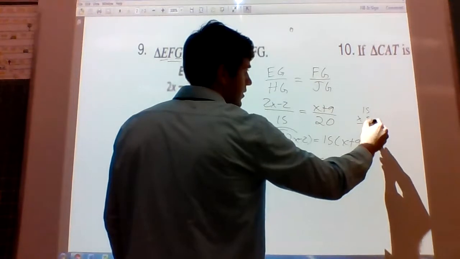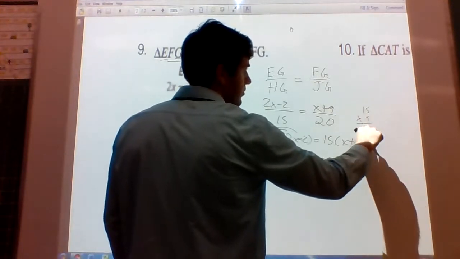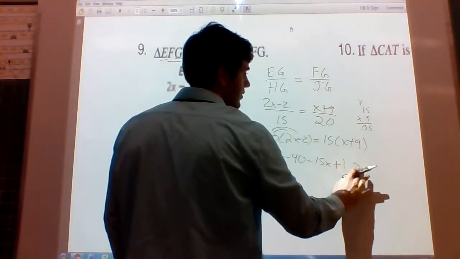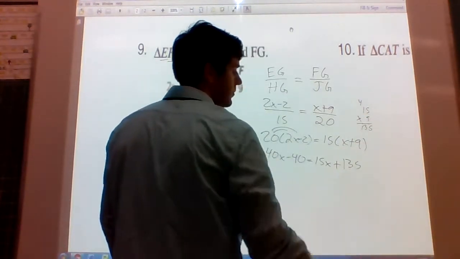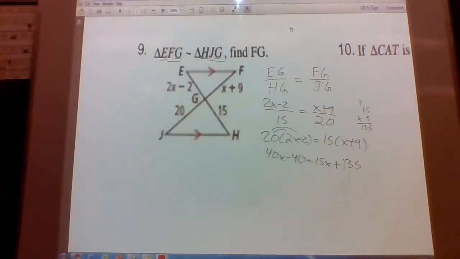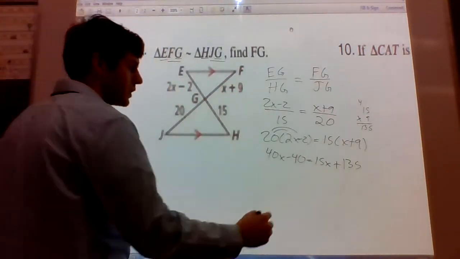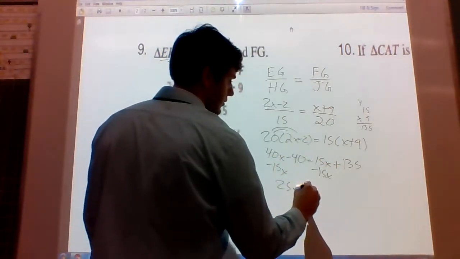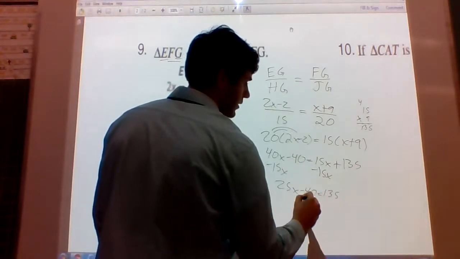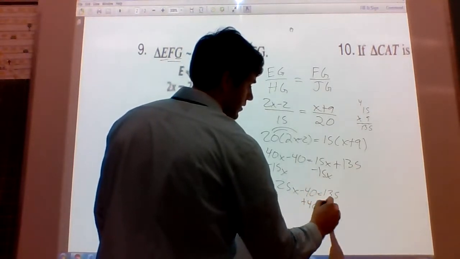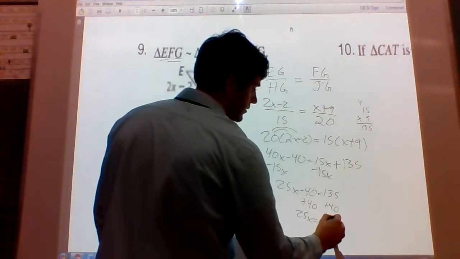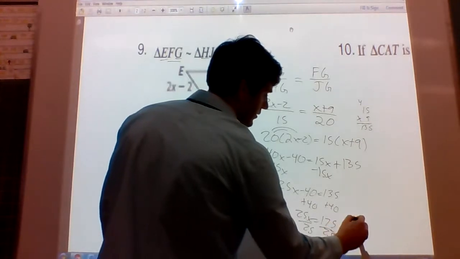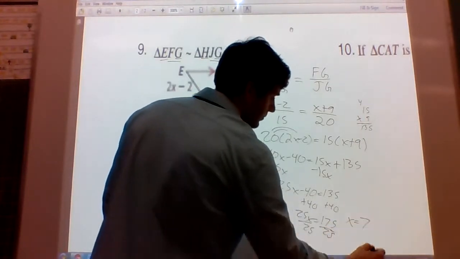Oops, no. I only did 8, 135. Subtract 15x. We get 25x minus 40 equals 135. Add 40. 25x is going to equal 175. Divided by 25, x is going to equal 7.